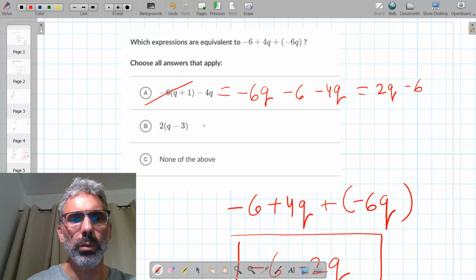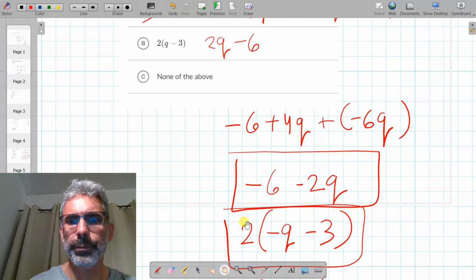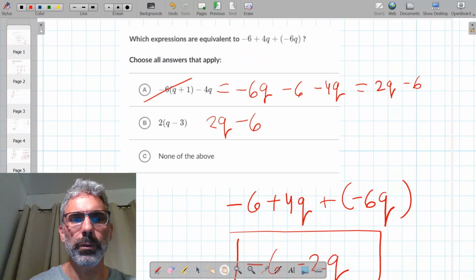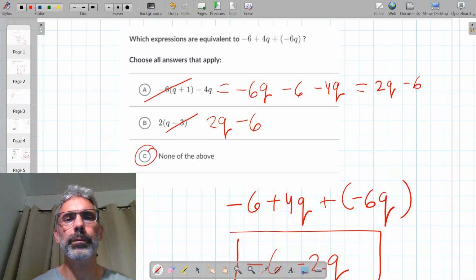And here, when we multiply 2 times q is 2q, 2 times minus 3 is minus 6. So both are not equivalent.